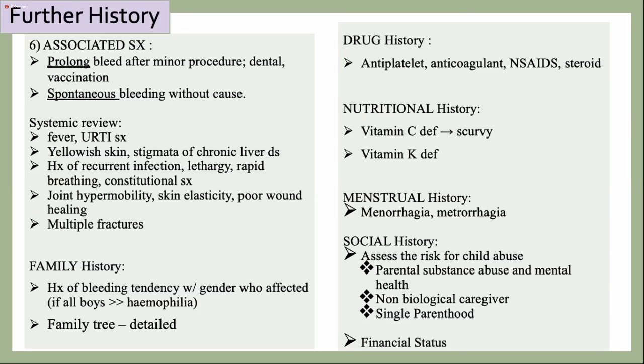So we do the systemic review. We ask whether the patient has any fever or URTI symptoms, since ITP can follow a viral infection. Other than that, we need to ask regarding yellowish skin, stigmata of chronic liver disease, or any history of recurrent infection, lethargy, rapid bleeding, or constitutional symptoms that could suggest leukemia. And is there any joint hypermobility, skin elasticity, and poor wound healing?